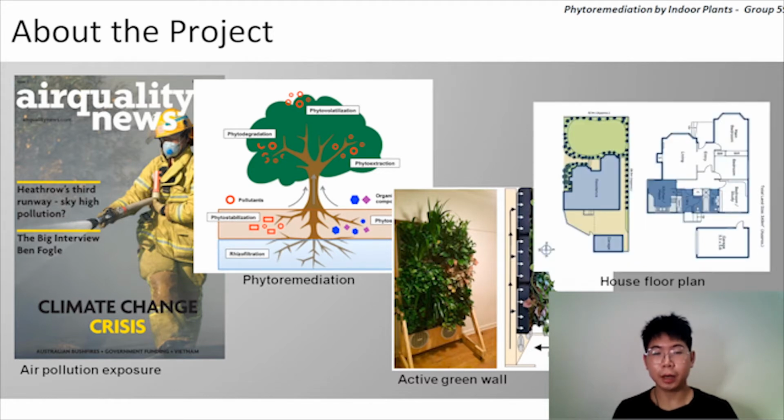For an unoccupied house, PM2.5 and formaldehyde normally remain at a low level, compared to the effect of cooking. So our focus is to simulate the contaminant concentration level caused by cooking and the removal power of the active green wall under typical Melbourne weather conditions. So the next part is methodology. Ling Xuan will introduce it to you.